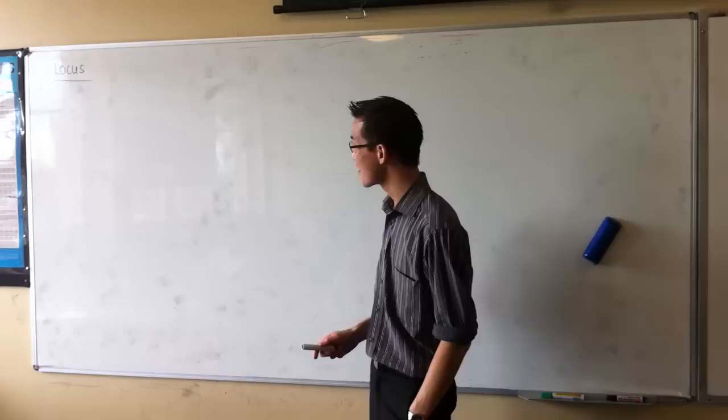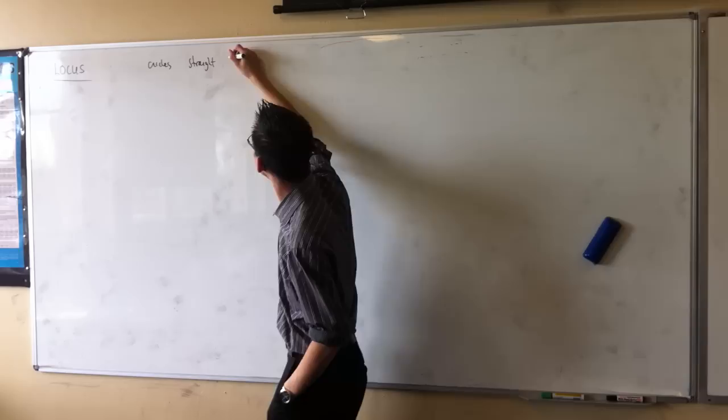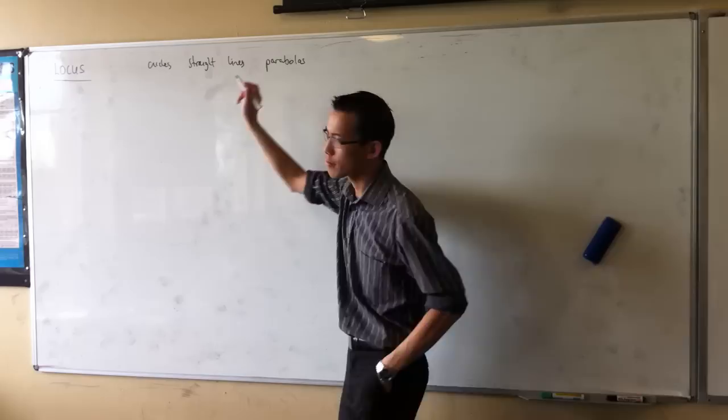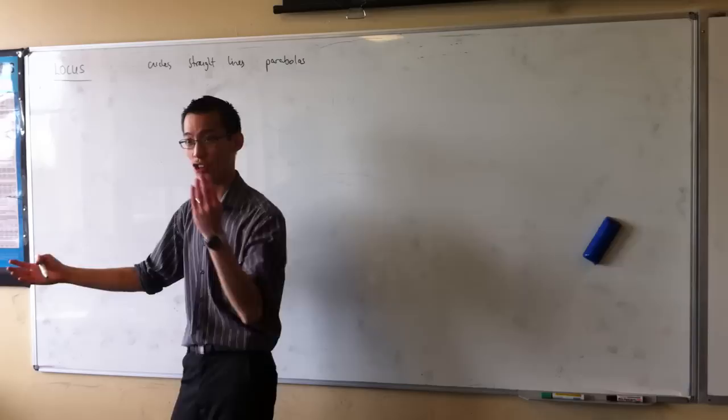Locus, right? So as we said before, there's this idea that these shapes we've been talking about, circles, straight lines, parabolas. We are used to thinking of these as shapes that are connected to some kind of equation, right? And we are going to get to that idea. But before you get to that idea, the idea of a locus is, here's my definition.